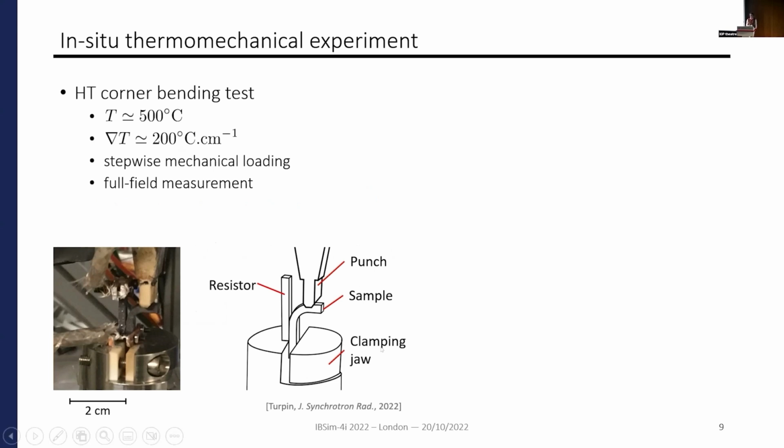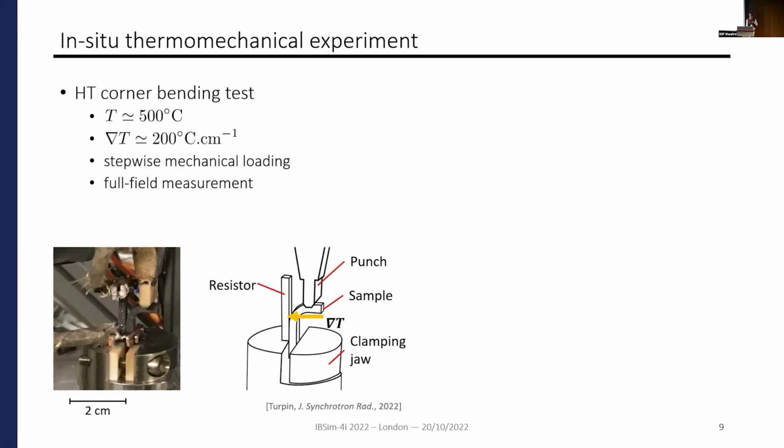So it was performed at about 500 degrees Celsius, but with a very huge thermal gradient of 200 degrees Celsius per centimeter, which is just applied thanks to this resistor here. So that created a thermal gradient horizontally in this direction. The mechanical loading is applied stepwise with this punch that just goes down during the test.